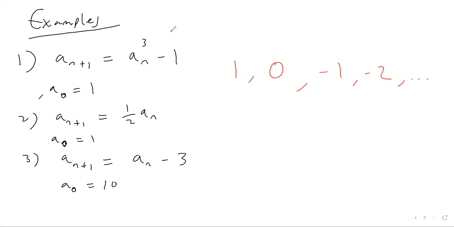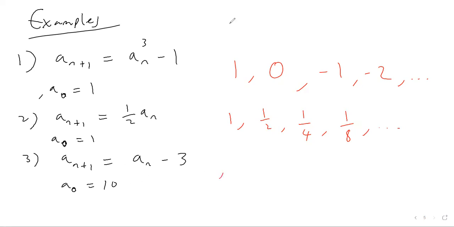Now, how about the next sequence? The first term again is 1. The next term is going to be half of the previous one, so half of 1 is a half. The next term is half of the previous one, so half of a half is a quarter. And then half of a quarter is an eighth, and so on and so on. So again, this is a decreasing sequence.